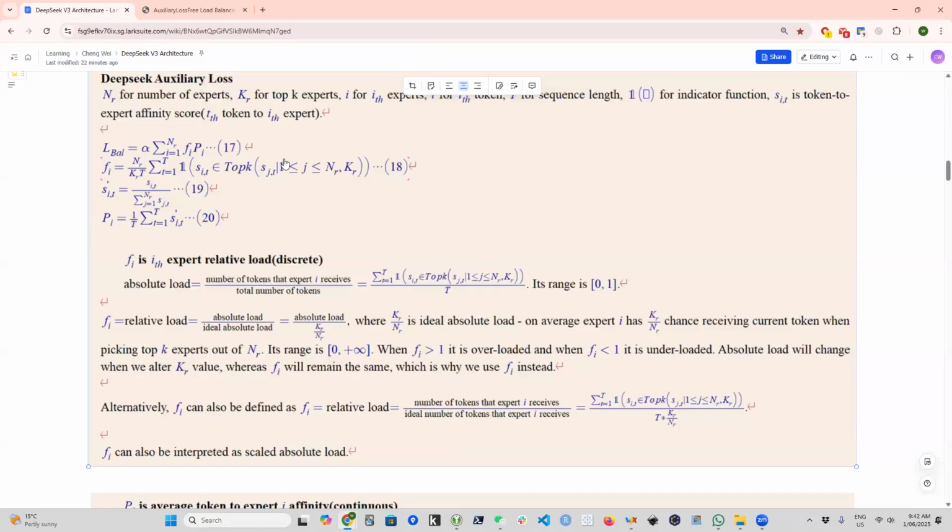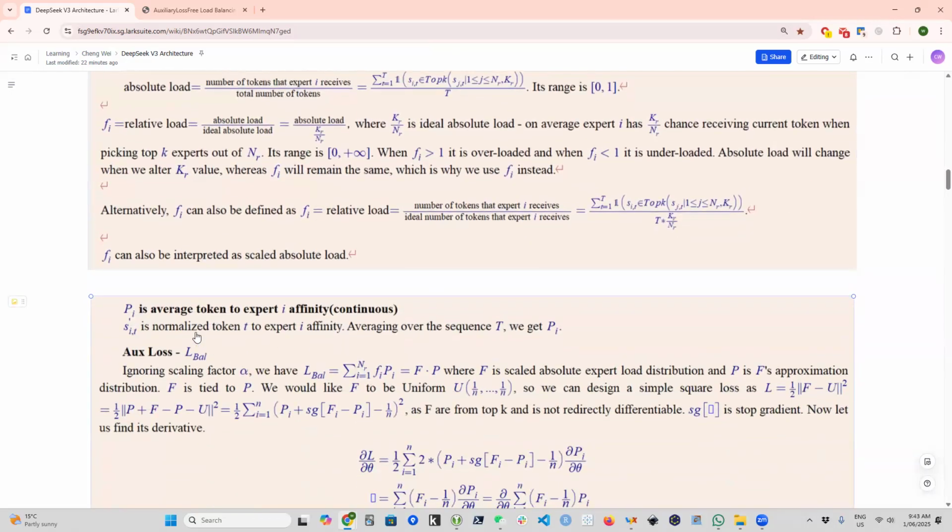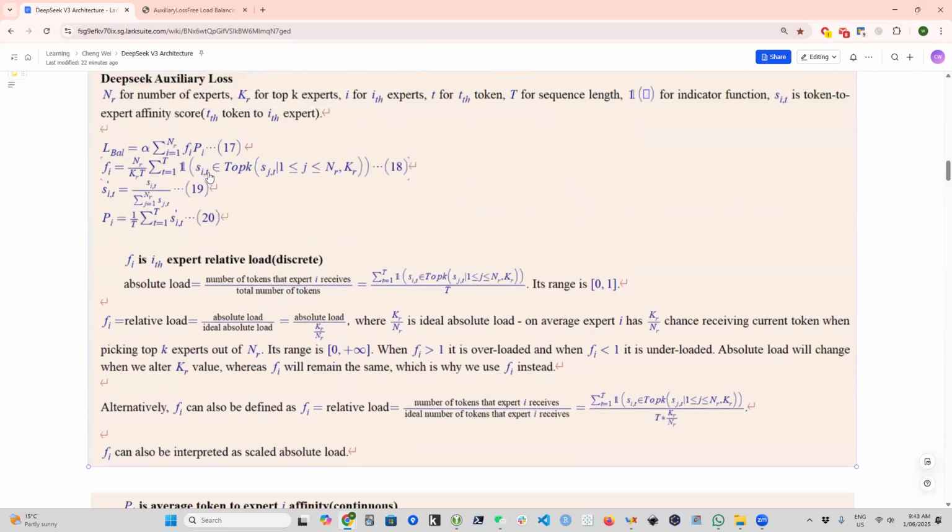This is the continuous version of this one. Okay. So this one is the averaging over the sequence. So it's an average token to expert i affinity score, right? Averaging over the sequence. Okay. So this part is already done. This part already done. This part already done.